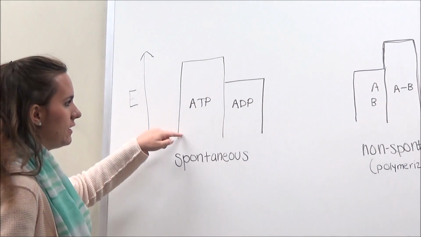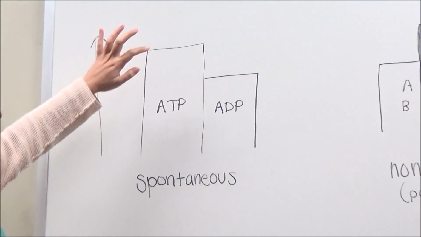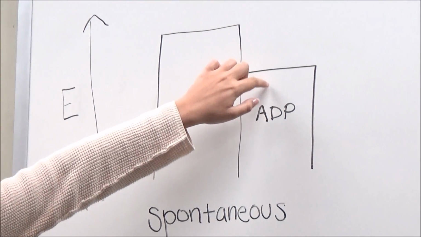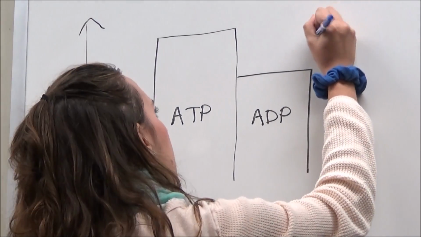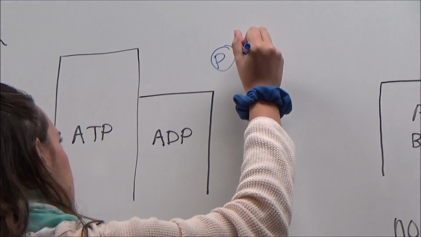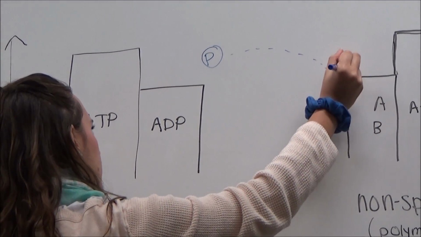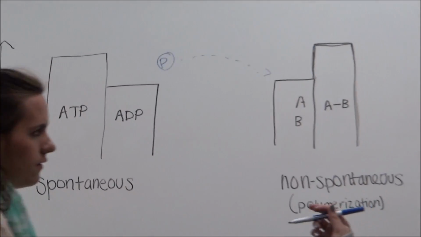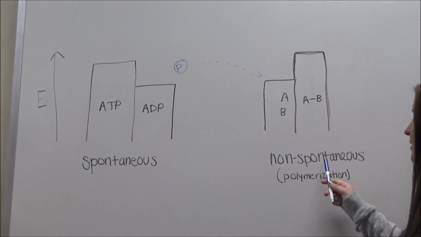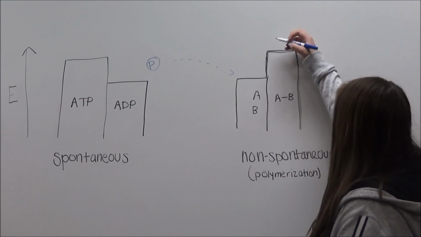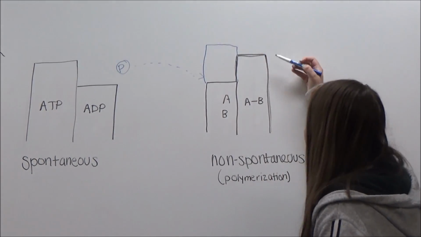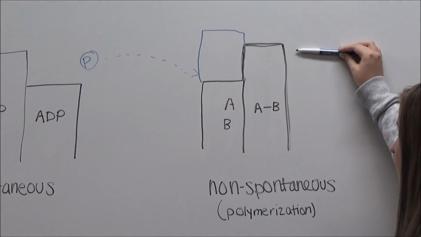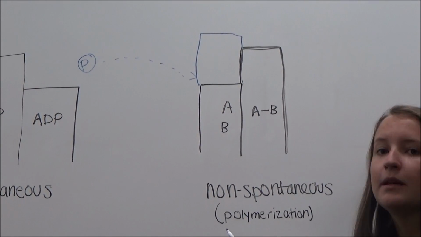So if we look at this spontaneous reaction, it's spontaneous because it's going from a higher energy to a lower energy state. This occurs through the release of a phosphate group, a high-energy molecule, that can then travel over to the non-spontaneous reaction. So this phosphate group gives a non-spontaneous reaction more energy. So essentially, it raises the energy, and now we're going from higher energy to lower energy. An example of this would be polymerization.